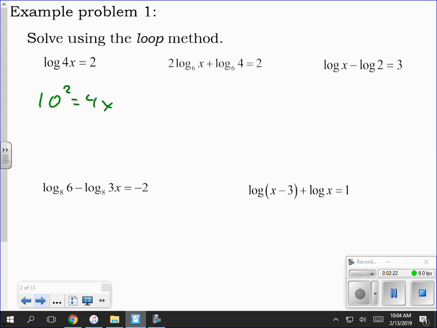Loop it. Now solve for x. 10 squared is 100. 100 equals 4x. Divide by 4, x is 25.